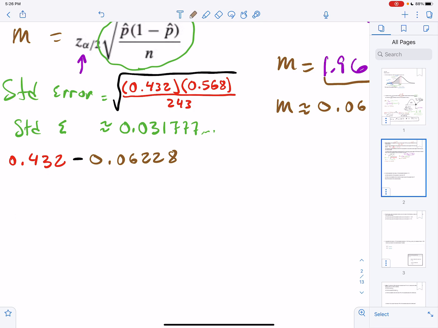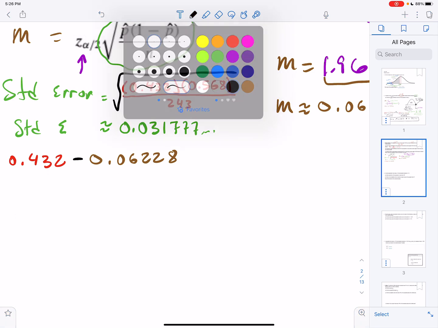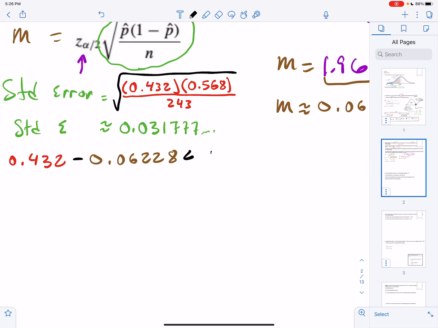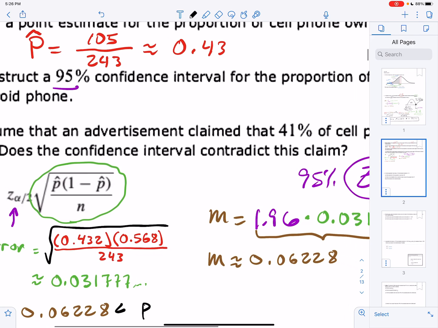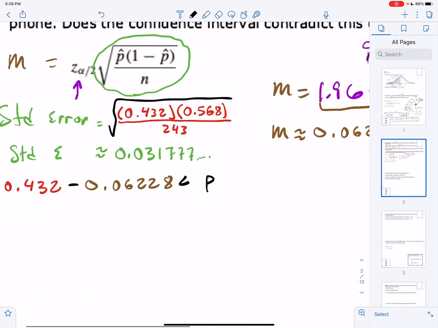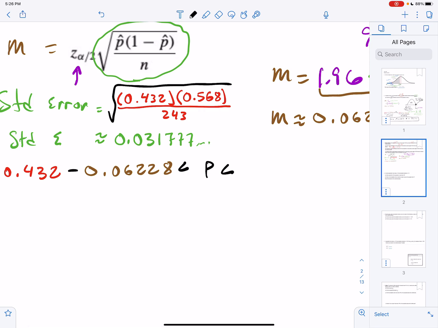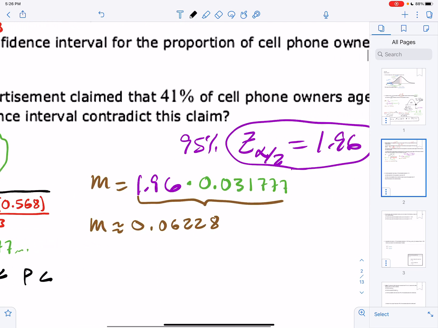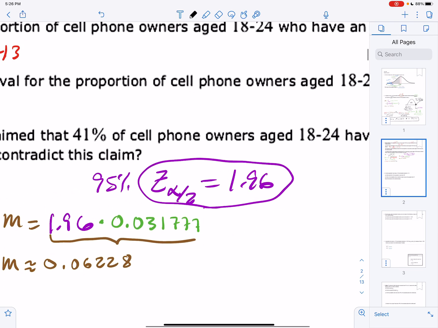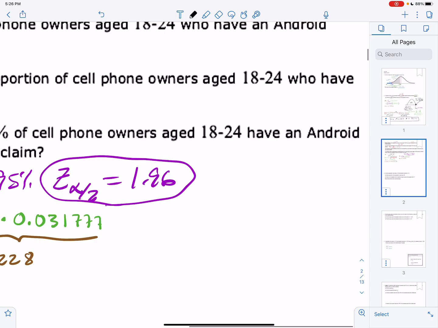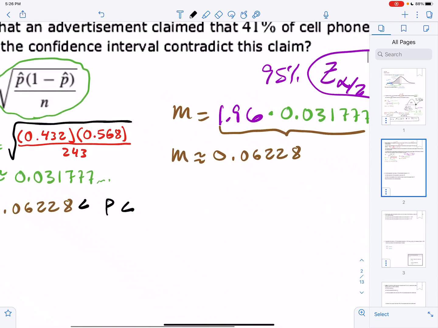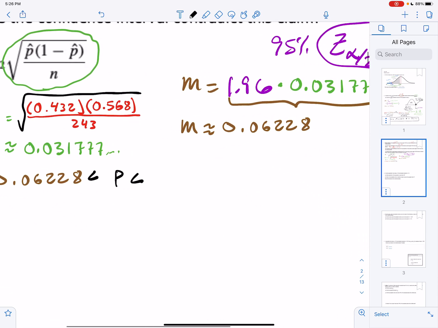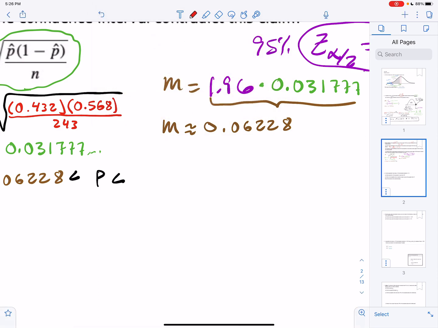What am I finding? I'm finding the population proportion. Construct a 95% confidence interval for the proportion. So this is the population proportion of cell phone users aged 18 to 24 who have an Android phone.